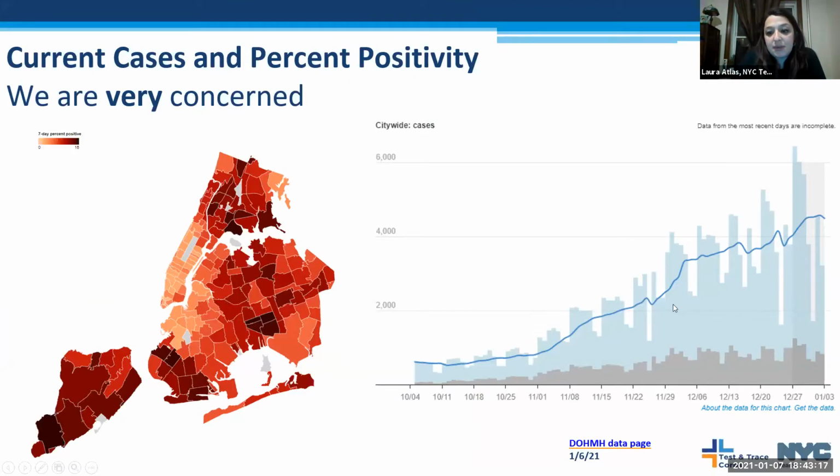This is just a heat map from New York City. The long and short of it is that things are very concerning right now. As you can see on the left side, this is a heat map. All of this is available on the Department of Health website. The darker the color is on the map, the higher the positivity rate. Folks can take a minute to glance at that. And then we also have the epi curve of positivity on the right going up.